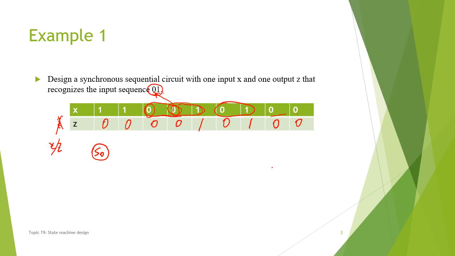Then we need to figure out what result we should get for each case. So if X is 0, what will happen? Z is 0. And let's start with X equal to 1. So if X is 1, Z should be 0, as shown here, right?